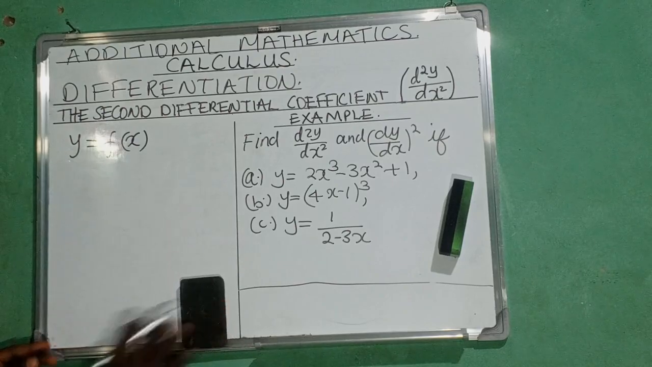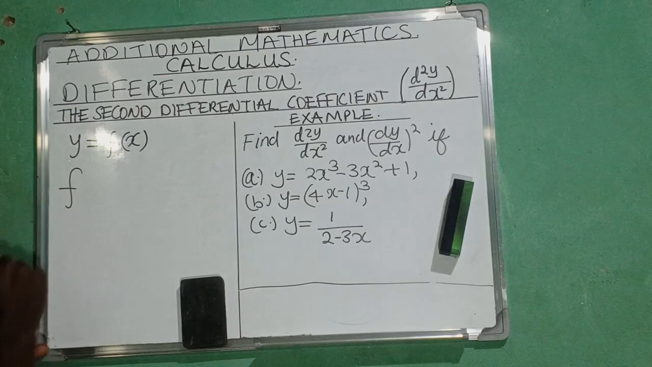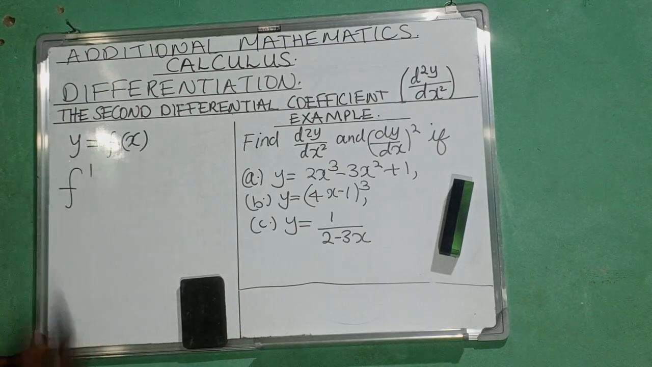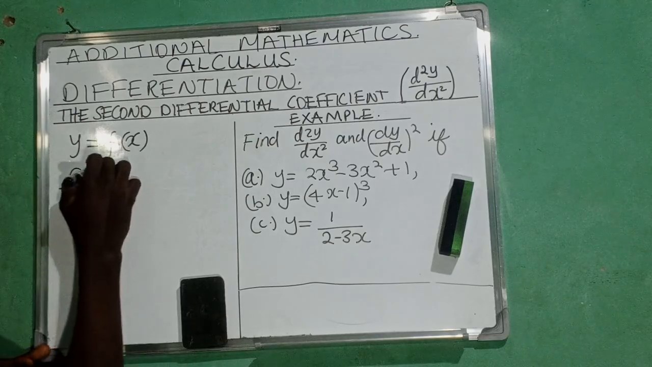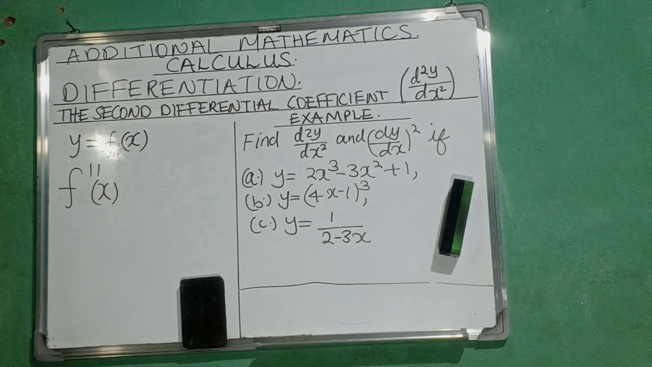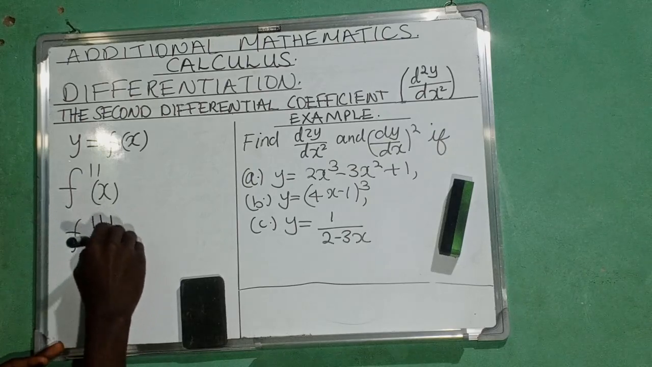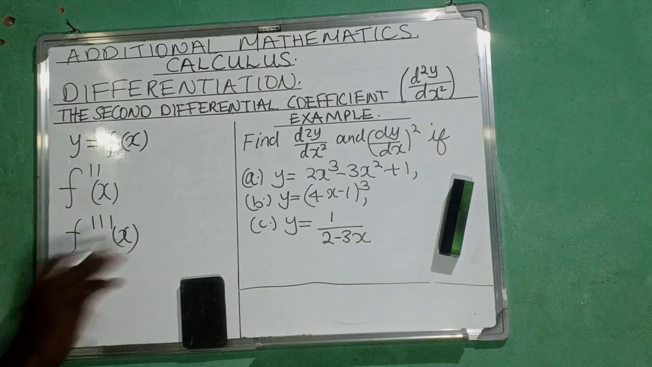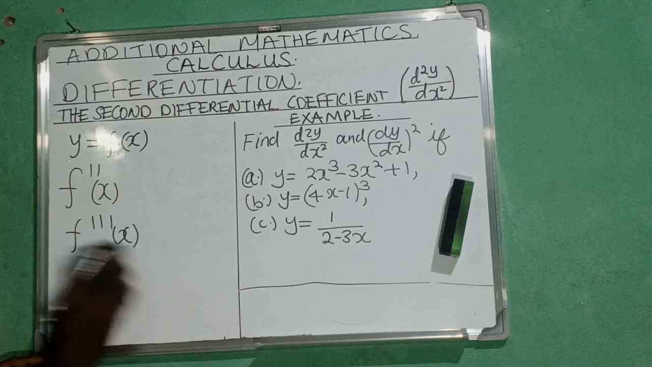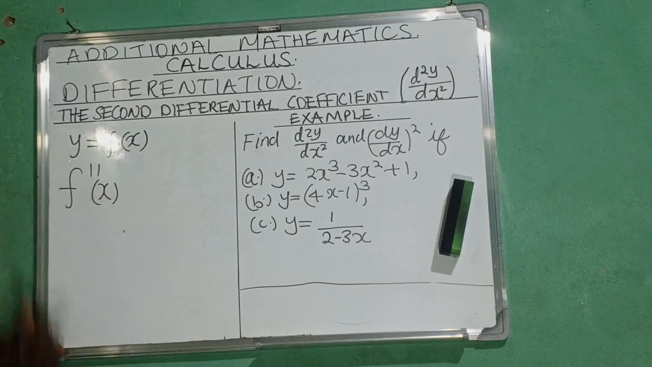Okay, now the second derivative, the second differential coefficient, means we are taking two derivatives. So this power 1 means the first derivative, and then another one means the second one. So f double prime of x means the second derivative. You can keep on going actually, it can even go to f triple prime of x. But our interest is the second derivative, which is given by f double prime of x, like that.